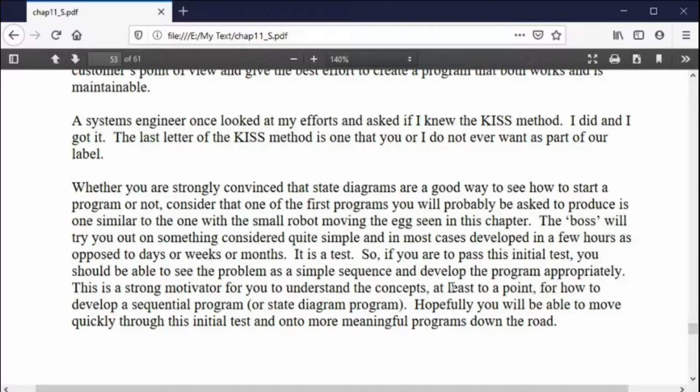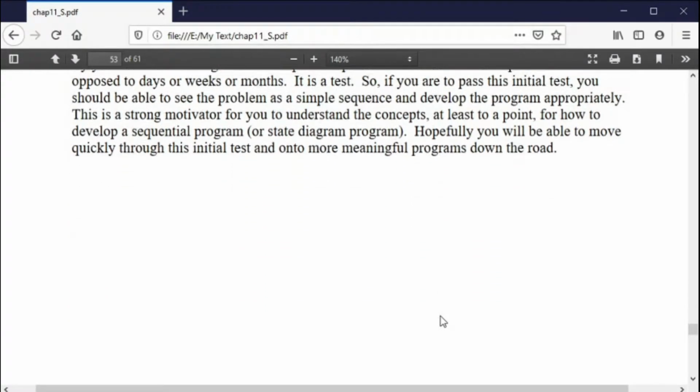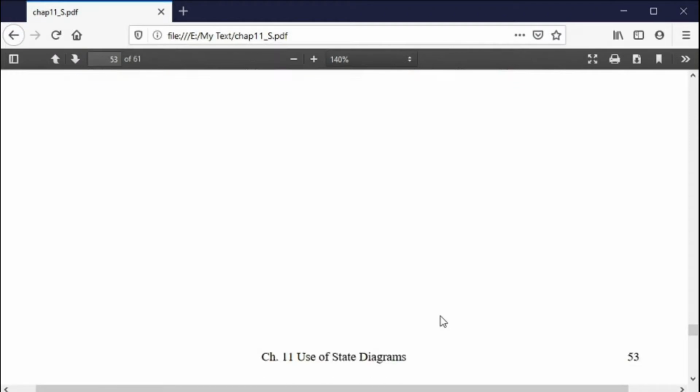Okay. And as I said before, the boss will try you out on something simple, maybe like these programs. It is a test. So if you're to pass this initial test, you should be able to see the problem as a simple sequence and develop the program appropriately. This is a strong motivator for you to understand the concepts, at least to a point, for how to develop a sequential program or state diagram program. Hopefully you will be able to move quickly through this initial test and onto more meaningful programs down the road. Again, no scare, just wanted to tell you that that's probably one of the things you'll probably end up doing.